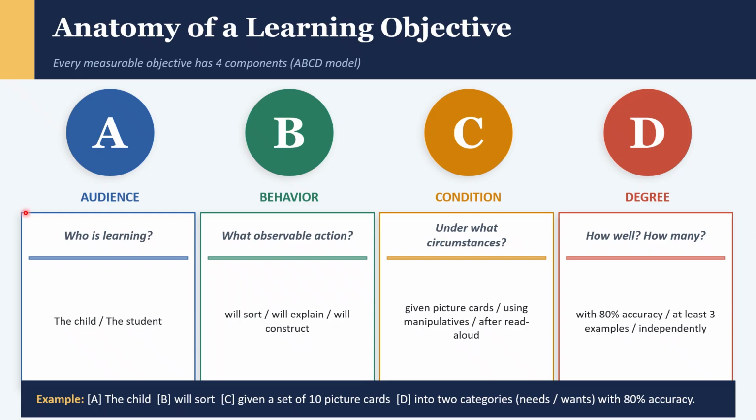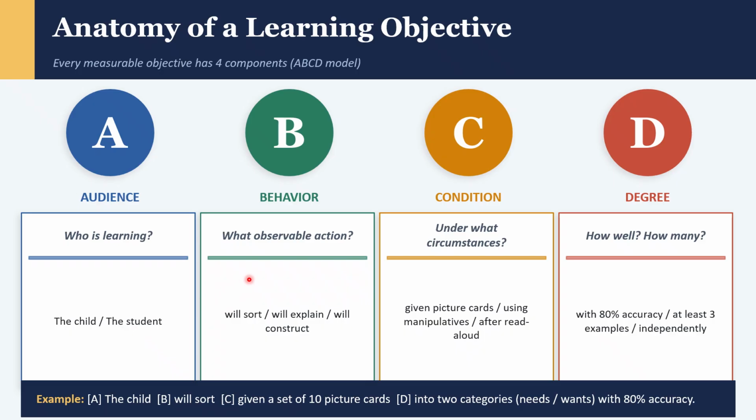The anatomy of a learning objective. This is a pretty simple graphic organizer of how to think about writing an objective: A, B, C, D. The A stands for audience, who is learning. Sometimes I teach it as TWASBOT, the student will be able to. The who is the learner, it can be the child, the student, however you want to phrase it.